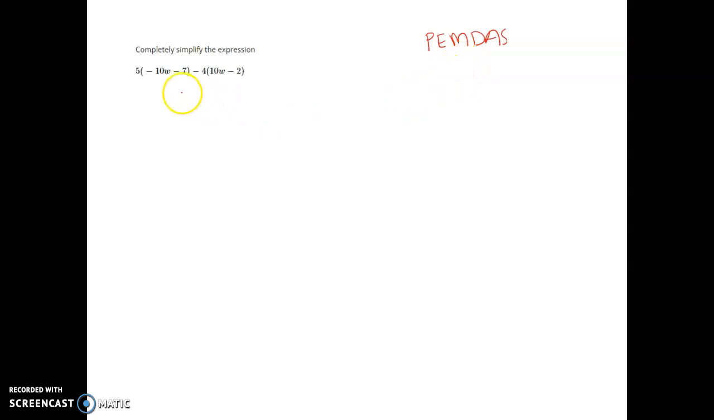So next would be to multiply, or in this case we're going to distribute. Okay, so first let's distribute the 5n. We'll have 5 times negative 10w, and then minus 5 times 7, that's our first one.